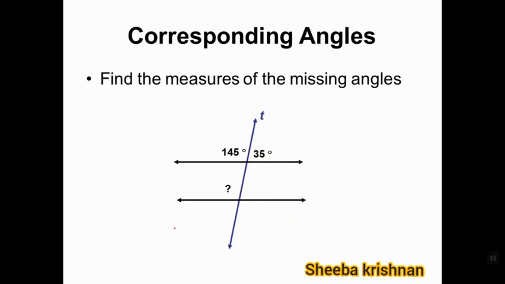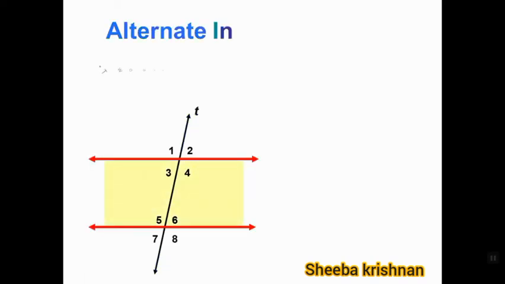Find the missing angles. This angle is given 145 degree. If it is 145 degree, what is the measure of this angle? So we know whatever the measure of this angle is equal to this angle. So here it is also 145 degree because corresponding angles.